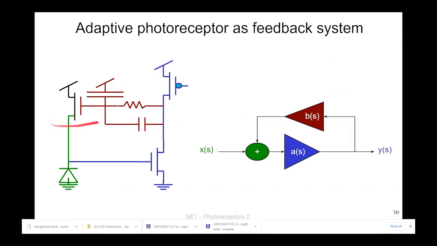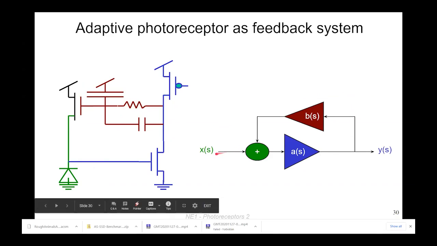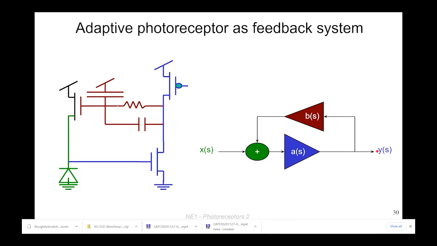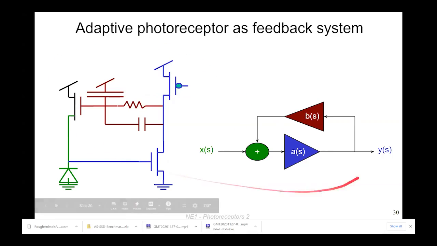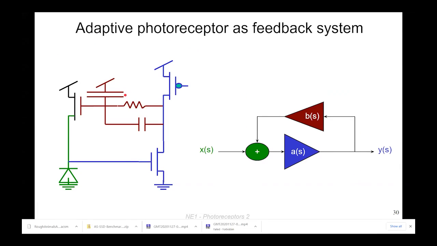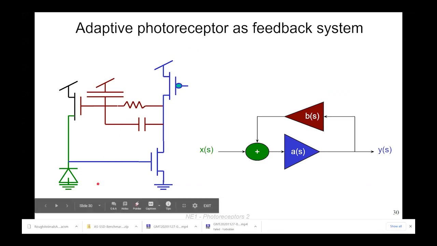And you can think about this adaptive photoreceptor with this capacitive feedback, which has less gain at high frequency than at low frequency, in the context of a feedback system like this, where the input is X, it's summed together with some feedback, which is the product of the output times B, and then feed forward, you have a high gain A. So you can analyze the whole circuit in this feedback system way. We're not going to do the adaptive photoreceptor, but I just want to tell you about some useful components that are in it, in particular this resistor.